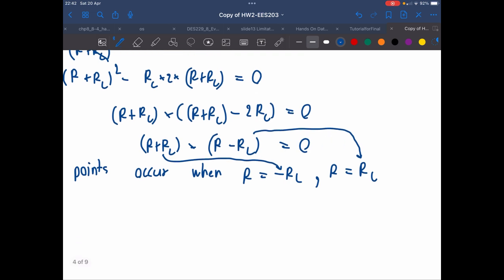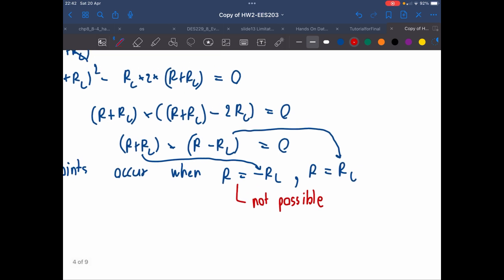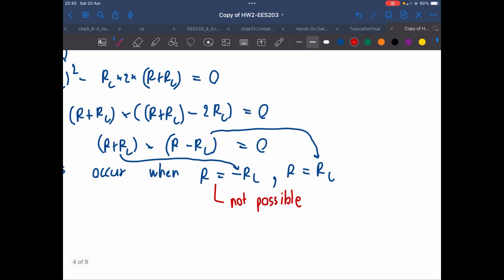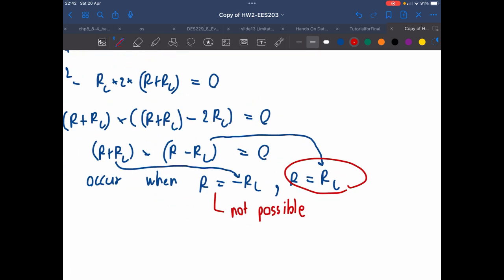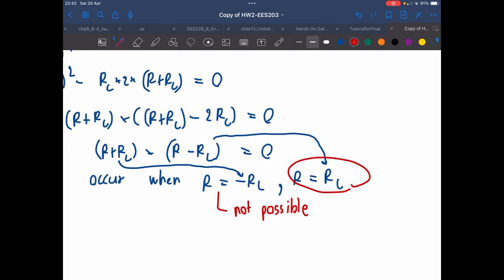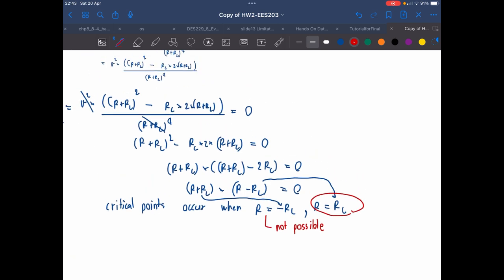You can see that this case is not possible, because in the real world, the value of the resistance could not be negative, right? So we are left with only one case, which is R equals RL, or the load resistance is equal to the R.